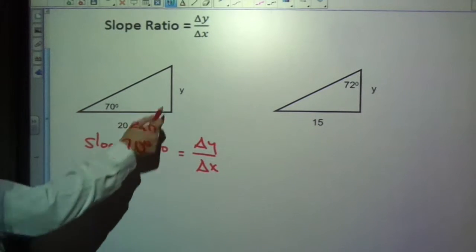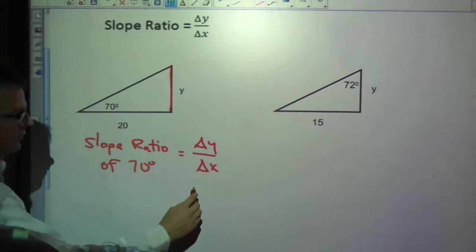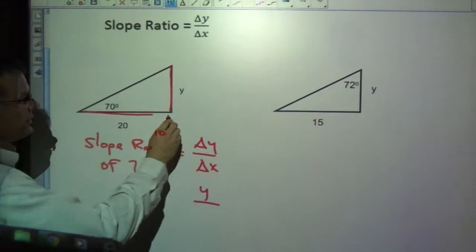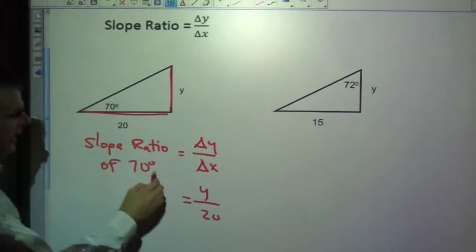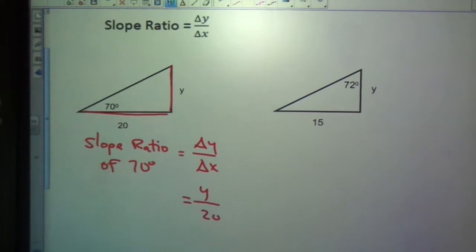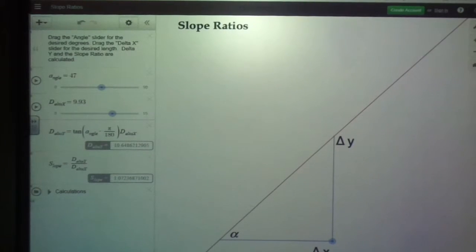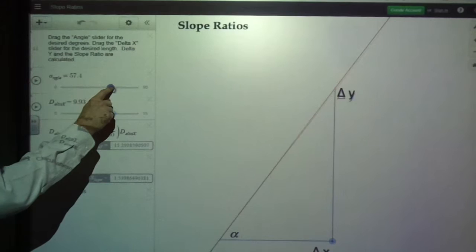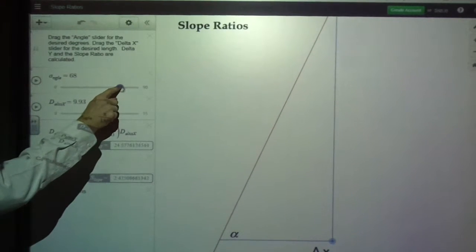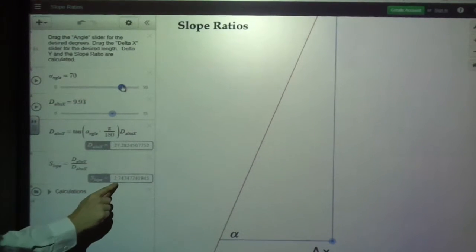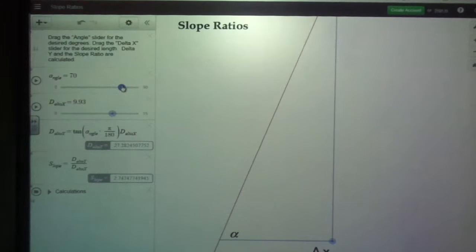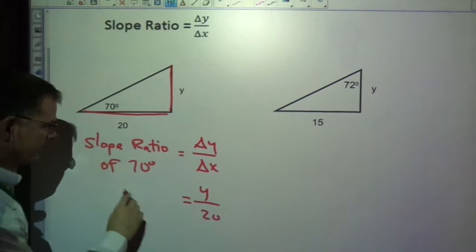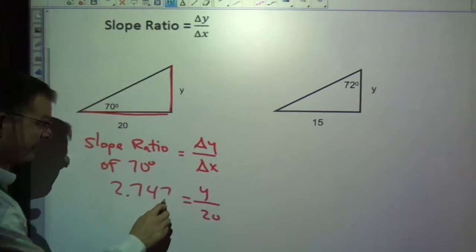For this problem, the change in y is this part here, that's y. The change in x is this part here, that's 20. And the slope ratio of 70 degrees I have to find. So I'm going to go here onto my Desmos site and see when the angle is 70 degrees, right about there. The number is 2.747, so that is 2.747.